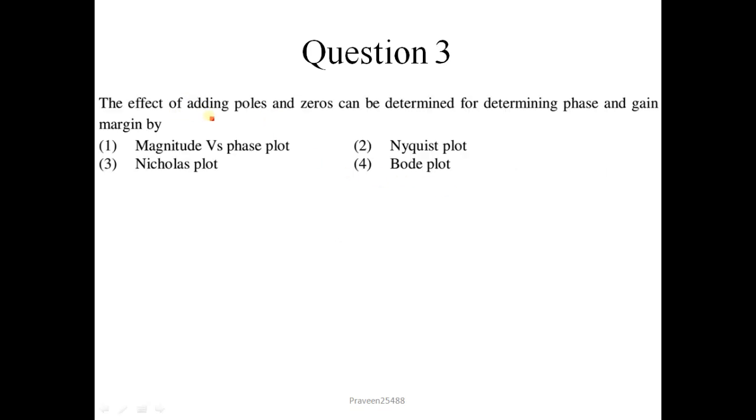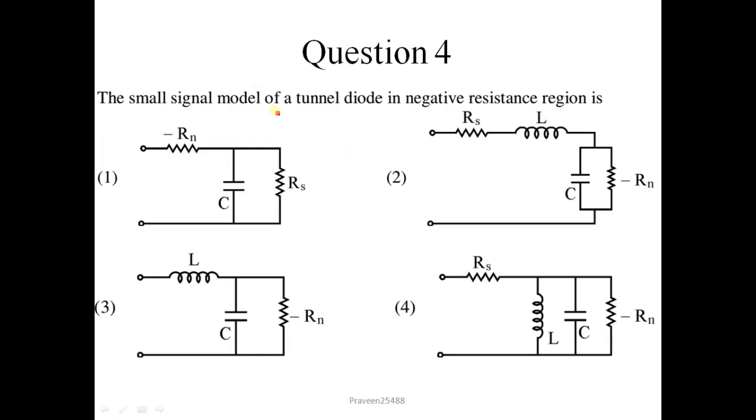The effect of adding poles and zeros can be determined for determining phase in gain margin by Bode plot. So correct option is fourth one, Bode plot. The small signal model of a tunnel diode in negative resistance region is. So correct option is 2.